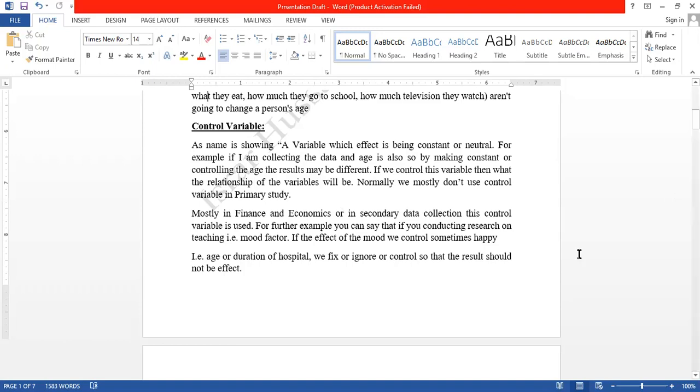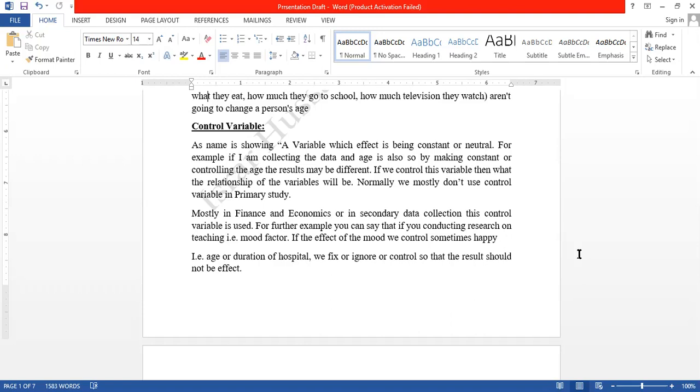Mostly in finance and economics or in secondary data collection, this control variable is used. For further example, if you are conducting research on teaching and the mood factor, we control the mood. Sometimes we are happy, sometimes we are not happy. How will the mood impact the students who are sitting in class while you are giving the lecture?